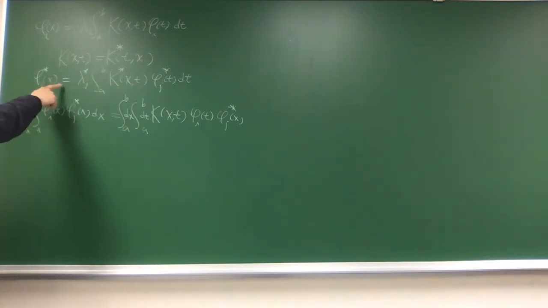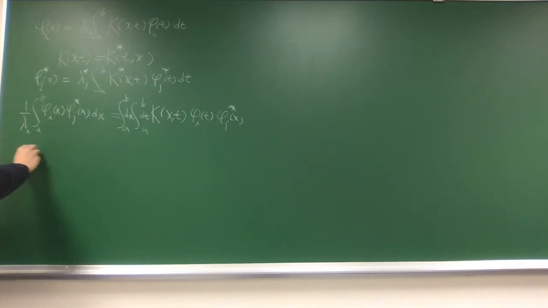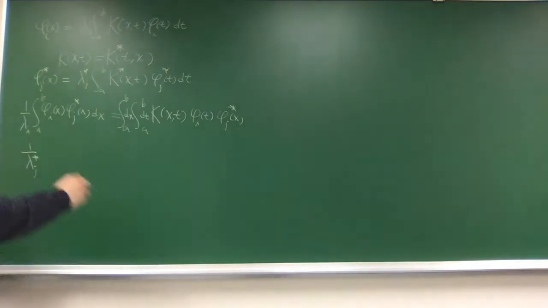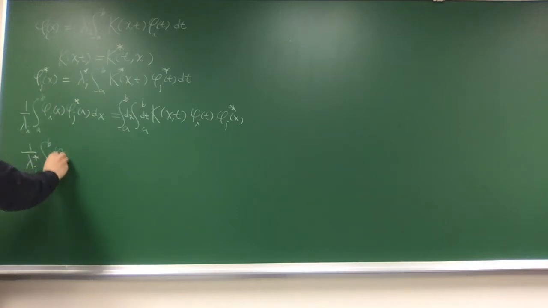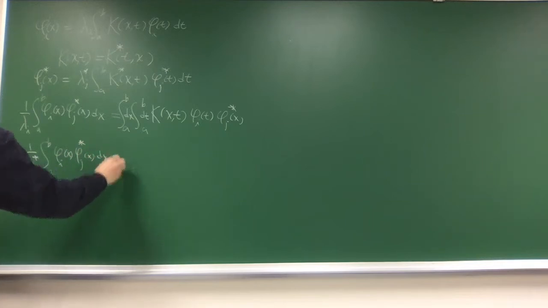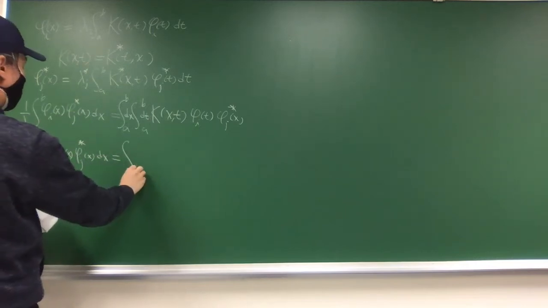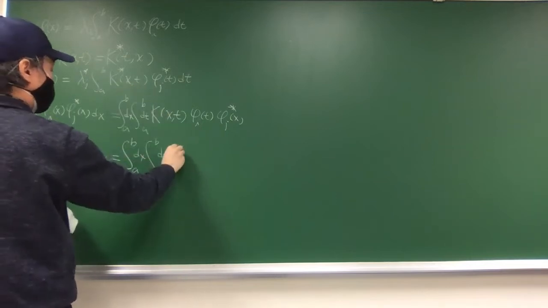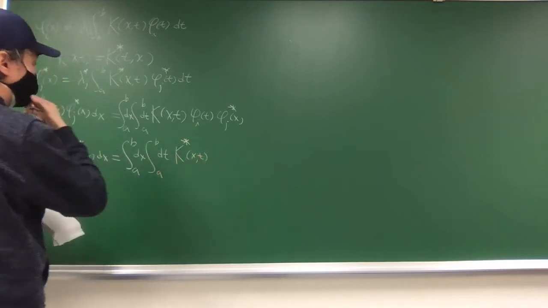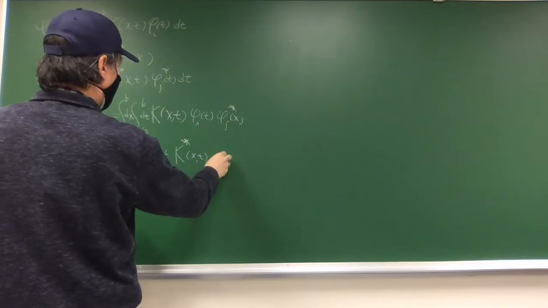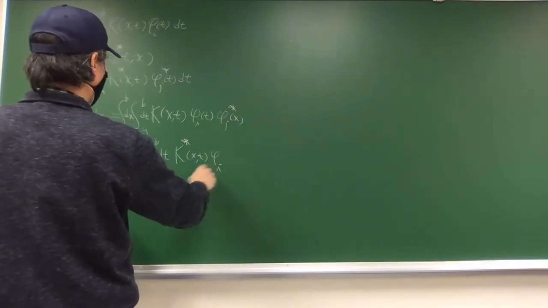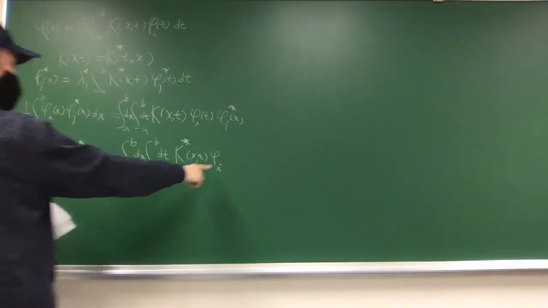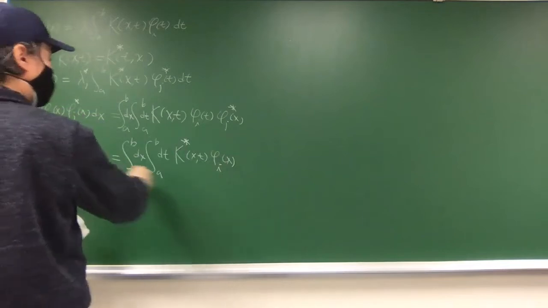We can do the same thing using the other equation. This time we multiply by phi i over here, and phi j complex conjugate. So you have phi j complex conjugate multiplied by phi i, integrating the right-hand side over x. Now this one has K complex conjugate of (x,t), and then phi j conjugate of t, with phi i of x, because this is x and phi j of t.